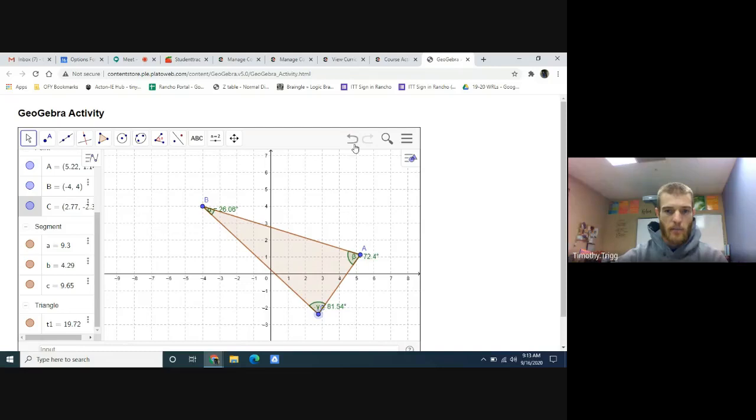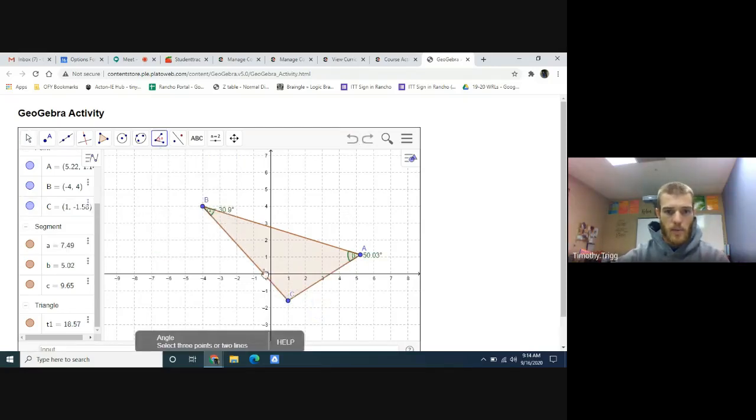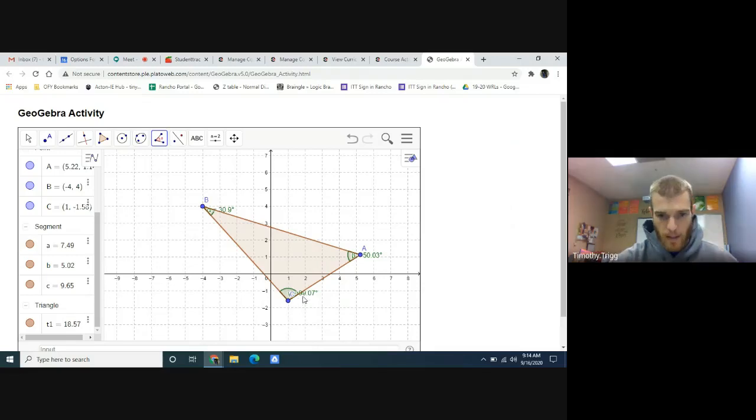Okay. So what I would say is be careful. Sometimes if you click kind of this way, then this way, it'll give you the exterior angle. So you just want to make sure if you get the exterior angle, just undo it and then click the sides in the opposite order. And then you'll get the interior angle. That's the one we want, the interior angle.